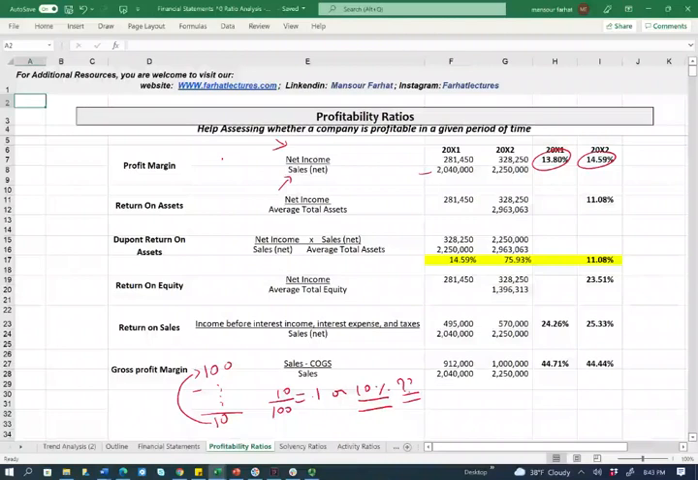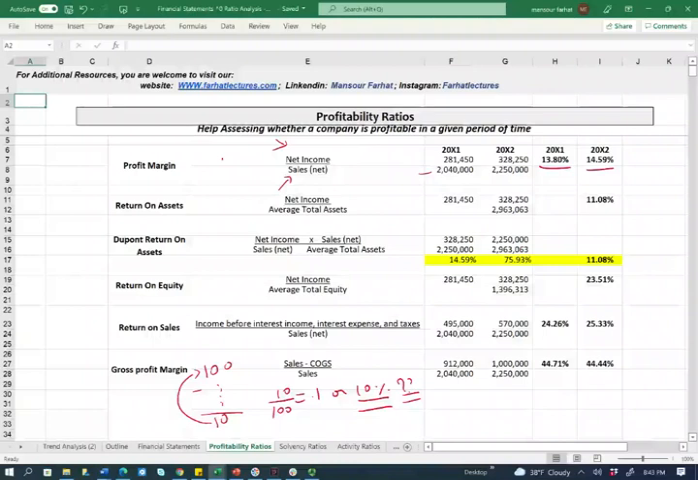What am I trying to say? I'm trying to say you have to look at whether there are any changes from year to year. For example, just the tax rate changes because of the government, and the company has nothing to do with this. It changes those ratios.